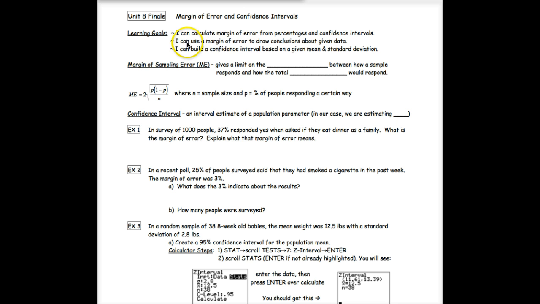Second is that we need to be able to use margin of error to draw conclusions about given data, and we need to be able to build a confidence interval based on a given mean and standard deviation.